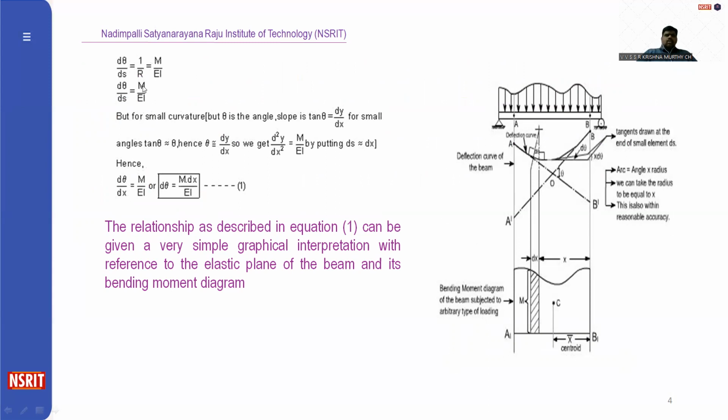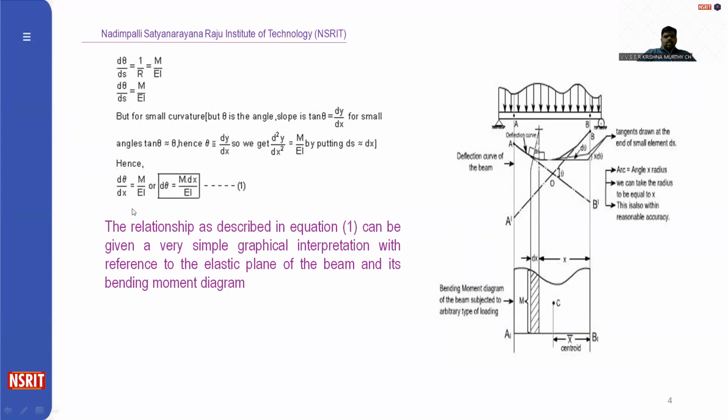So the change d theta by ds is nothing but the slope with respect to the radius of curvature, that is 1 by R, that is M by EI. So d theta by ds is nothing but M by EI. Hence, theta is very small, so I can take theta as the slope, that is dy by dx. So d square y by dx square can be written as M by EI.